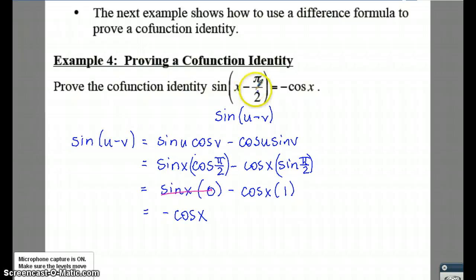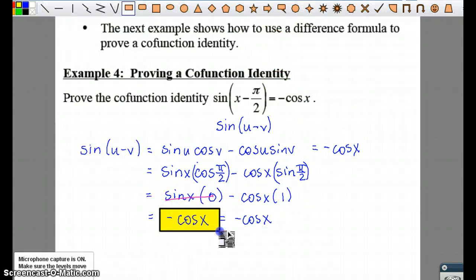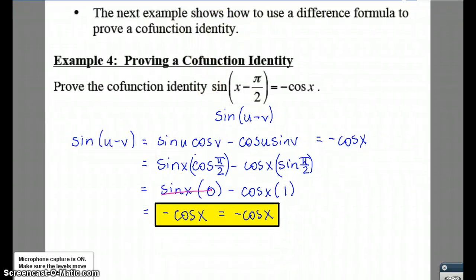So what we did is we plugged in x for our u and pi over 2 for our v, used our difference formula, and showed that this was all equal to a negative cosine of x. So yes, finally, that stuff we learned in 5.1 and 5.2 did come in handy. Way to prove this cofunction identity, folks. Who's the bomb?